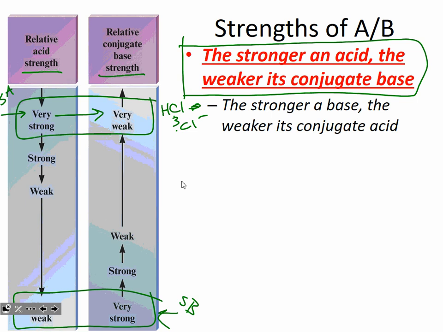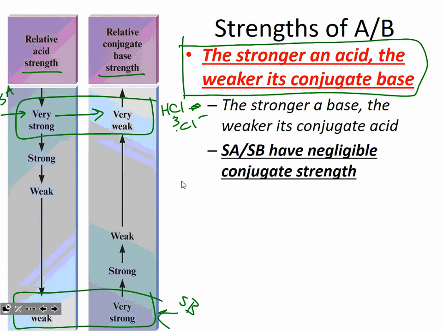So what do I mean when I say its conjugate base is really, really weak? What that means is that the conjugate strength is so weak for these strong acids and strong bases that it's negligible. Well, what does negligible mean? Basically means it's non-existent. So chloride is not a base because it's the conjugate base of hydrochloric acid, and hydrochloric acid is a strong acid, so its conjugate is ridiculously weak and essentially incapable of acting like a base when it's in solution.